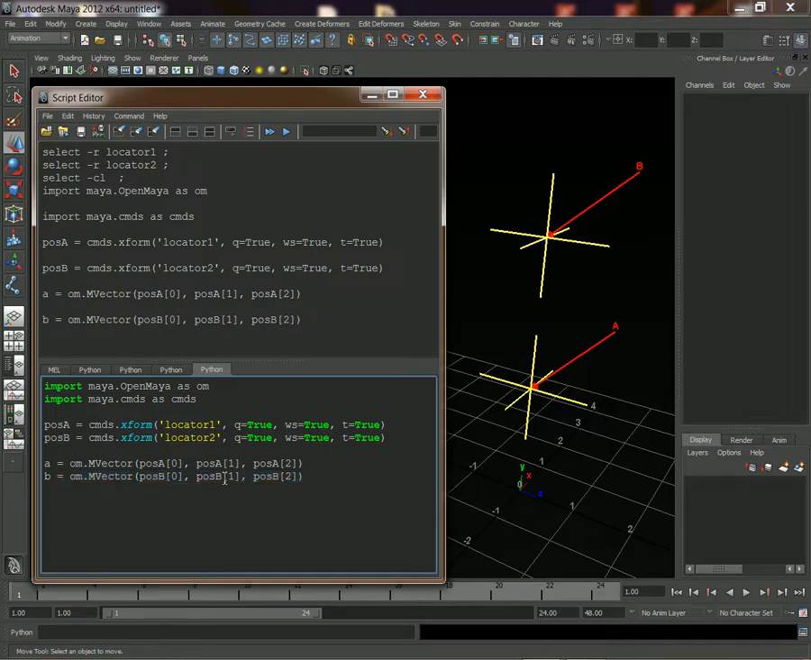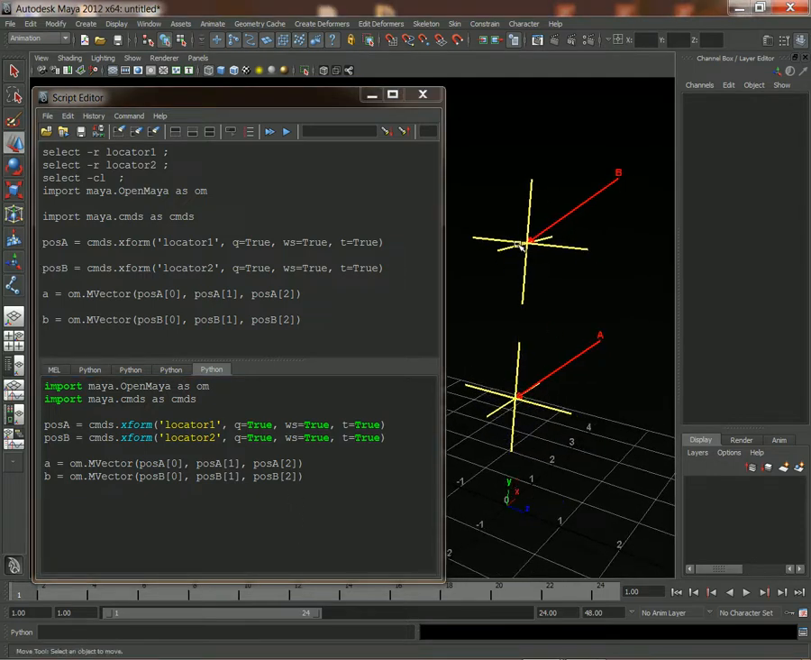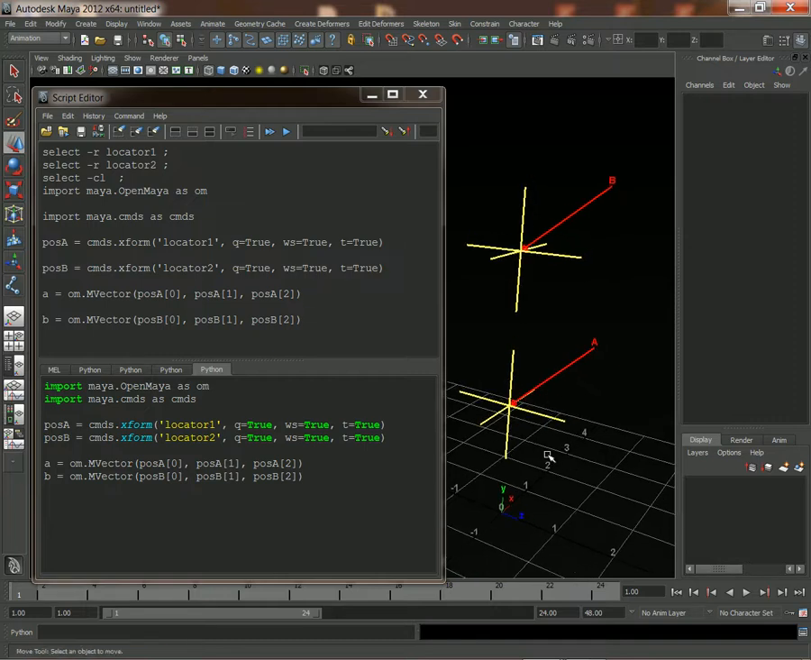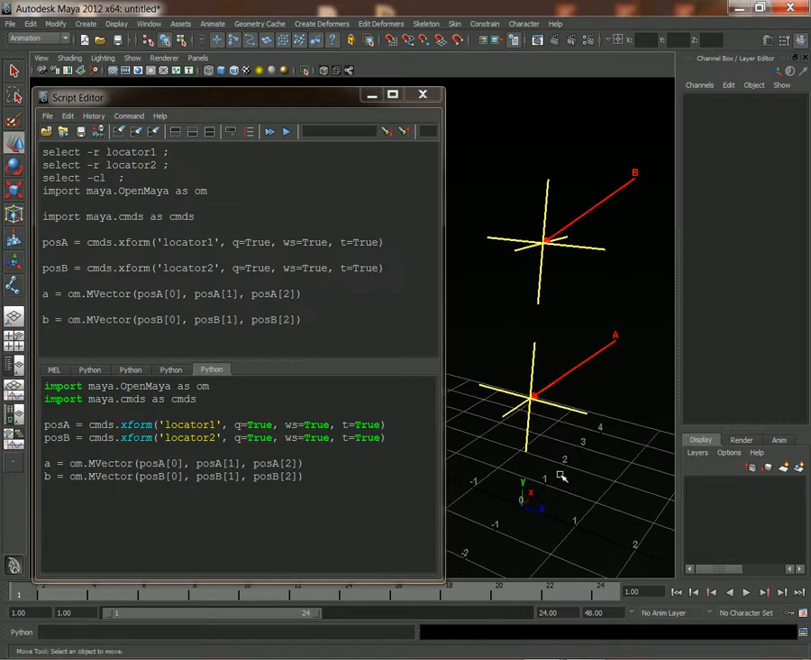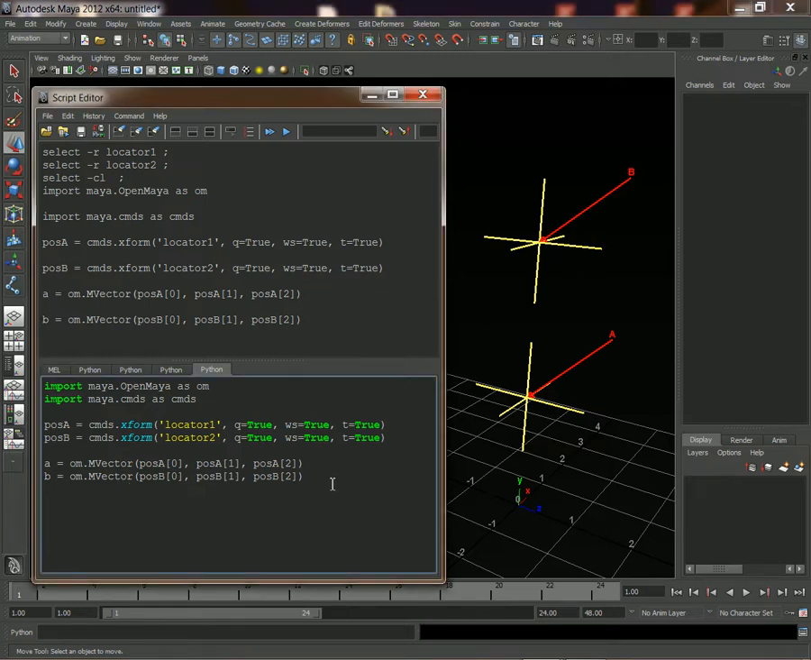Now the next thing I need to do before I get the dot product is get the unit vector of A and the unit vector of B. The unit vector is essentially just a vector that has a length of 1. And to get that, we just need to take the vector and divide it by its length. So if the length of the vector B was 10, we would divide the vector by 10. I'll show you that right here.